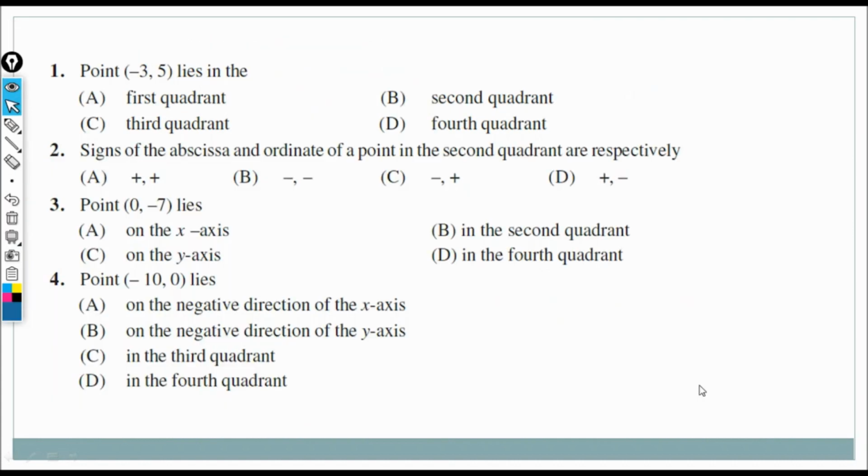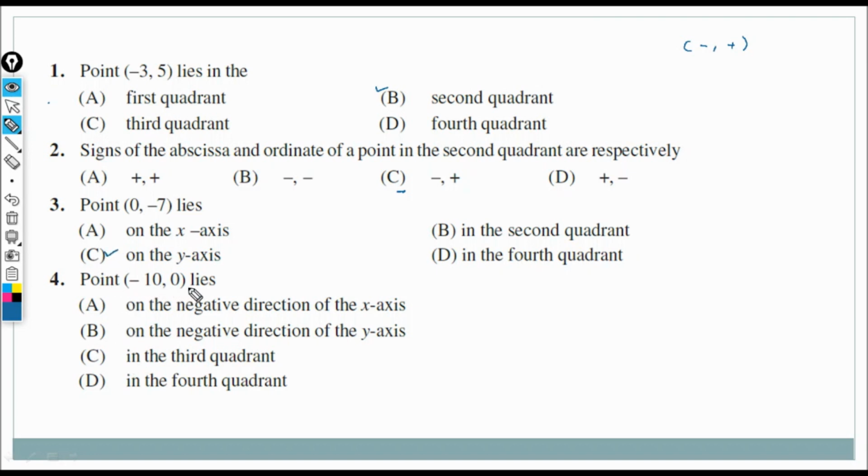So let us solve some multiple choice questions on coordinate geometry. What is first question? -3 comma 5 lies in the, so it lies in second quadrant because in second quadrant minus comma plus means x coordinate is minus and y coordinate is plus. Sign of the abscissa and ordinate of a point in the second quadrant are minus comma plus. 0 comma -7 lies. X coordinate is 0 means it lies on y axis.